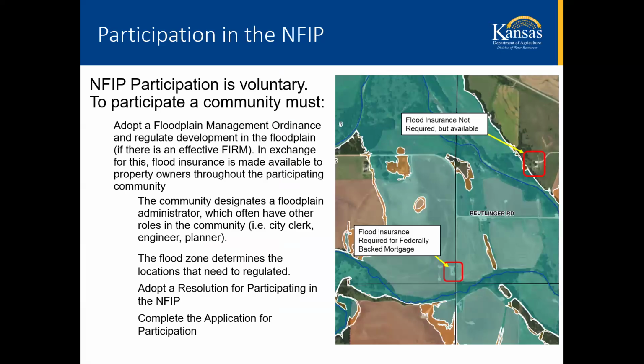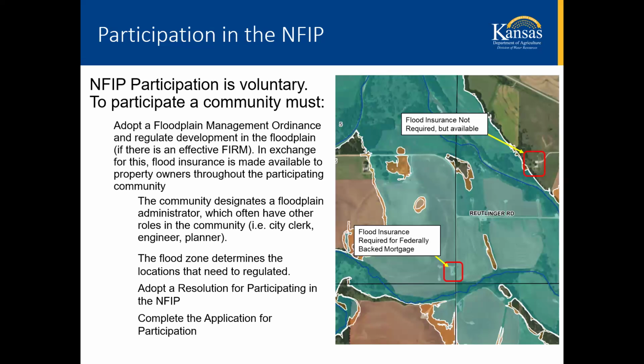So it ensures that things built are reasonably safe from flooding. Participation in the NFIP is voluntary, and to participate, you have to adopt your effective FIRM, or flood insurance rate map. There are communities without maps, but if you do have a map, then you have to adopt it to join the program. And in exchange for that, federal flood insurance is available to all property owners throughout that community.